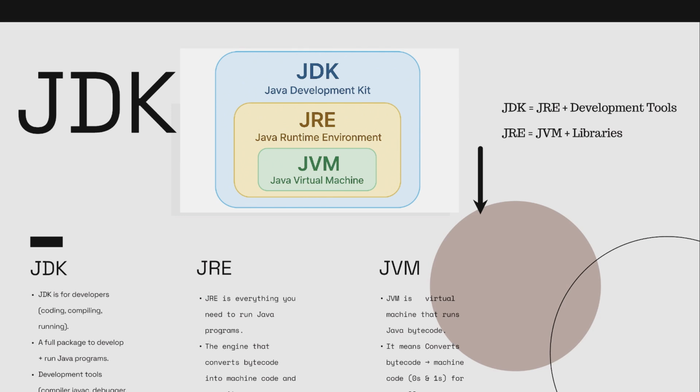So overall, the relationship is like this: JVM is the engine that runs bytecode. JRE is like the car, engine plus parts, that can drive and run programs. JDK is the garage workshop with the car plus tools, where you can build, repair and drive. So we can represent the relationship as JDK equals JRE plus development tools, and JRE equals JVM plus libraries. Interview shortcut: you can say JVM executes bytecode, JRE runs Java programs, JDK develops plus runs Java programs. I hope you got clarity about the JDK. What next?